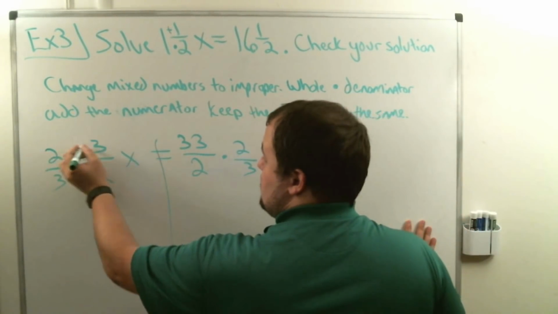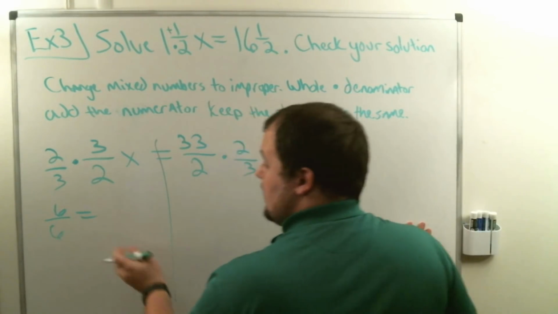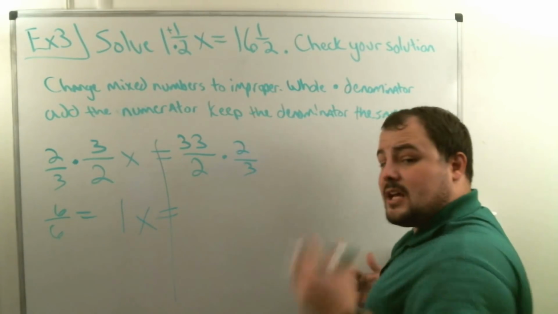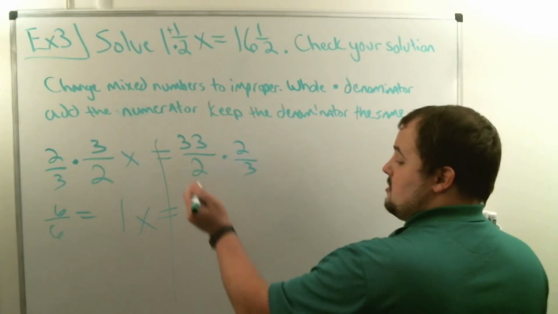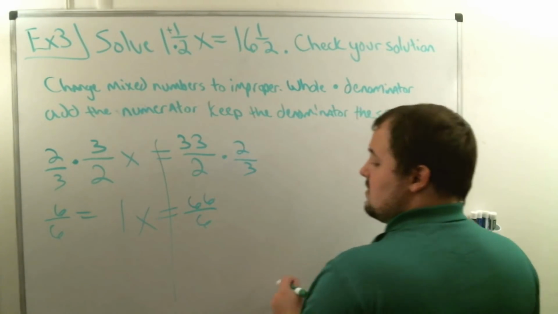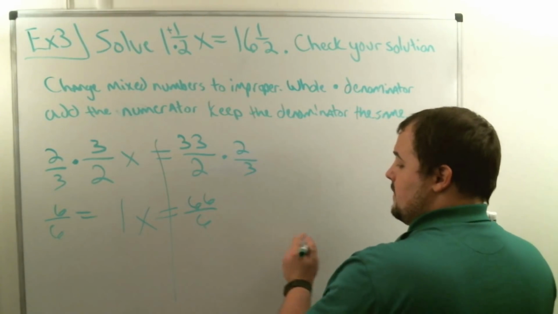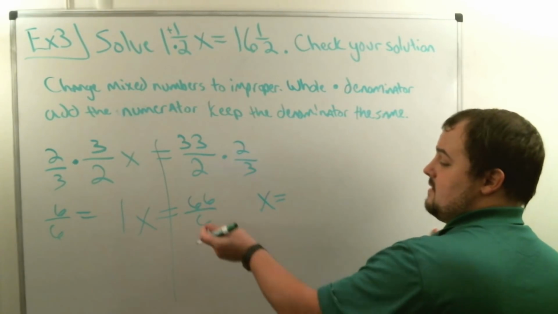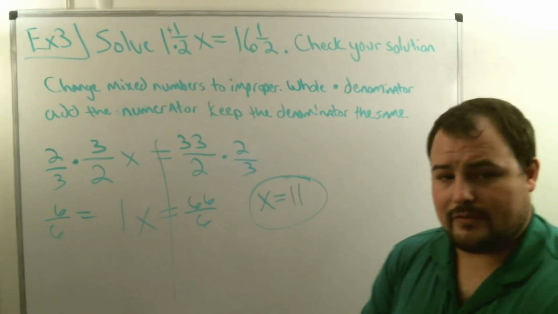Now, 2 times 3, that's 6. 3 times 2, that's 6. And we know that 6 divided by 6 equals one letter x, which is exactly what we wanted. We wanted one letter x. 33 times 2, that's 66. 2 times 3, that's 6. So we know that 1x is equal to 66 divided by 6. That means x should equal 66 divided by 6. That's 11. X should equal 11.